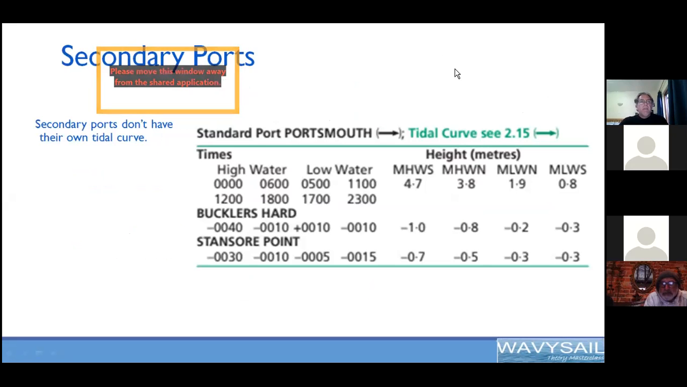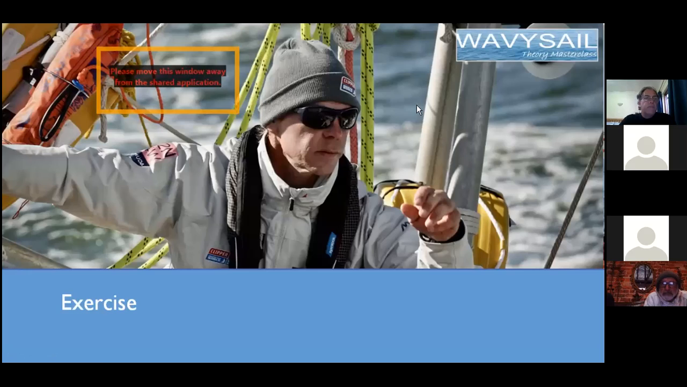Okay. Secondary ports, on the other hand, don't have a nice tidal curve like that. They don't have one made up. Nobody's recorded the tide going in and out. You just don't know it. So you get one of these sort of things. It's in your secondary port information. It references a standard port, so you're using that tidal curve, and then you adjust it accordingly with this information. Now, we're not going to go into all that depth at this stage. Okay, let's give it a go though.